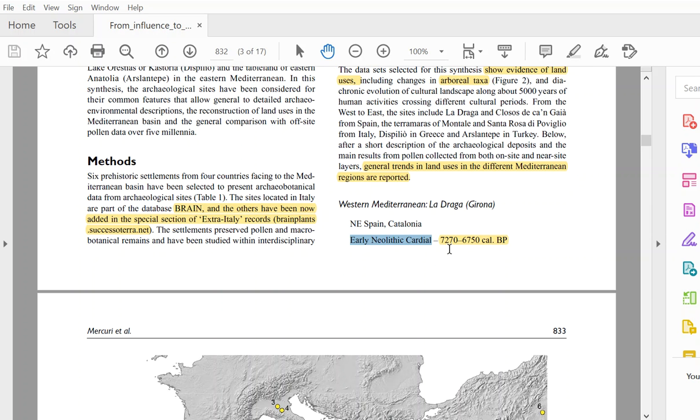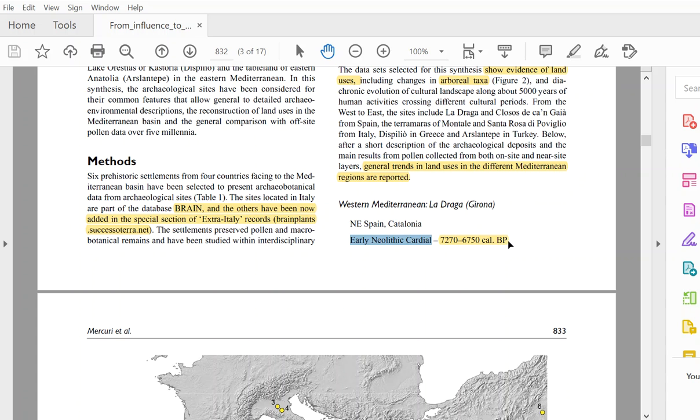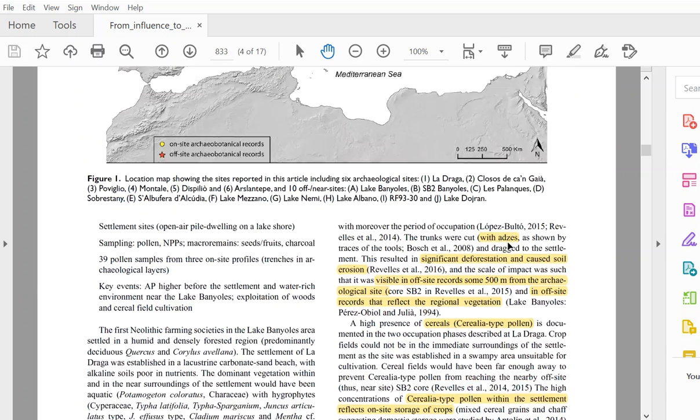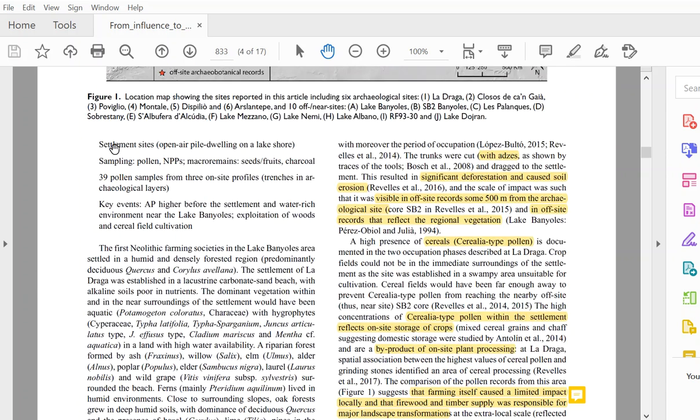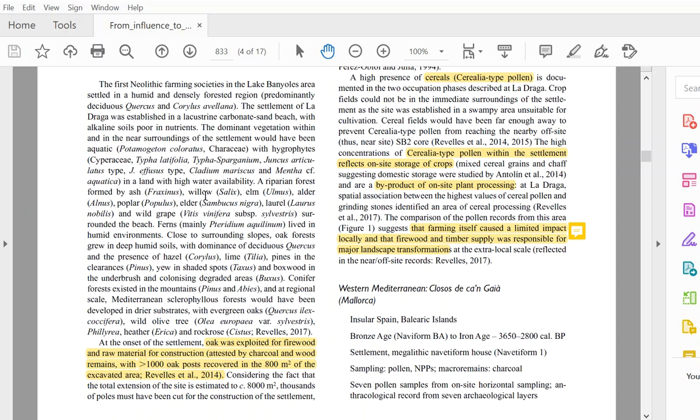So 7270, we'll just subtract 2000, so about 5000 BC, if you want to think about it like that. But I would think about it in terms of before present, because this is what the article is talking about. It talks about what kind of settlement site it is and what kind of samples they use in their discussion. And then what I really like is they give a little summary at the end of this.